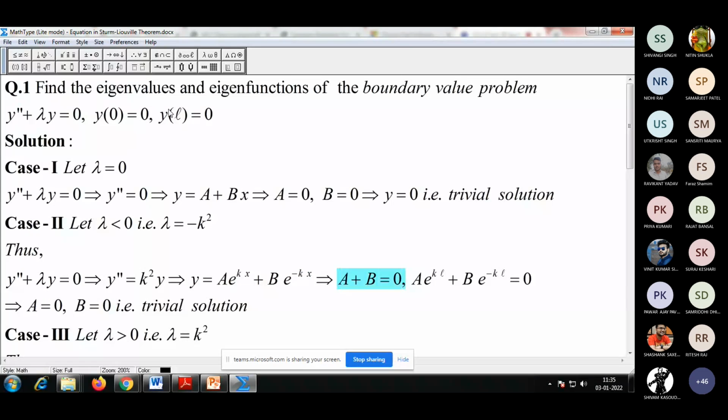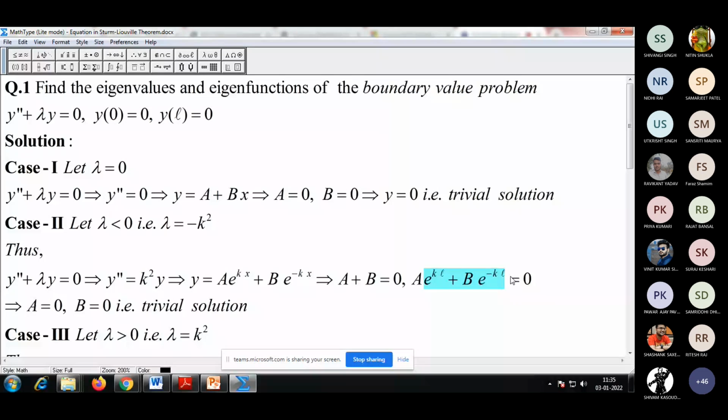At x equal to 0, y is 0, it means a plus b equal to 0. And the second boundary condition, at x equal to l, y is 0, so a e power kl plus b e power minus kl equal to 0. When we solve these two algebraic equations, we will get the values of a and b both as 0. You may see b is equal to minus a. We may use here b equal to minus a, and a can be taken common. Then e power kl minus e power minus kl.